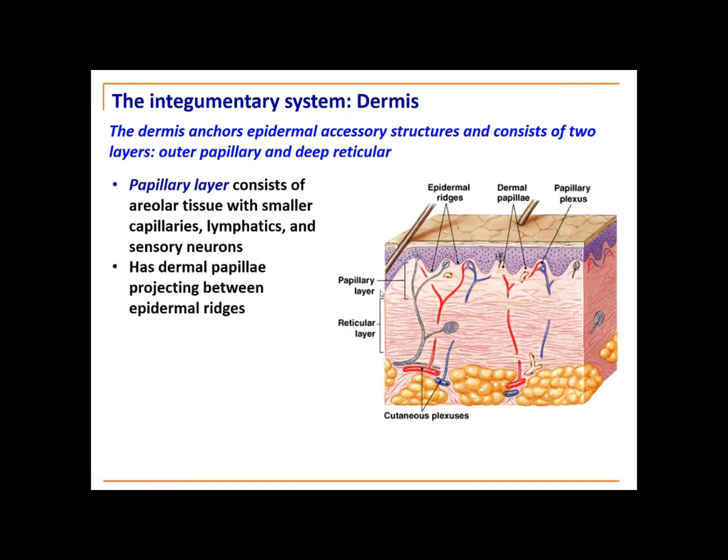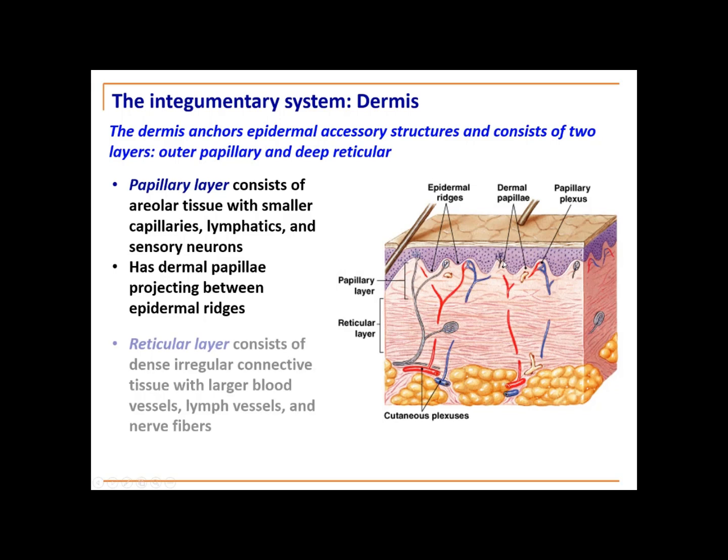The papillary layer consists of our areolar tissue with smaller capillaries and lymphatics and sensory neurons. It has dermal papillae projecting between the epidermal ridges. So this is what you can see there. You can see these projecting papillae.